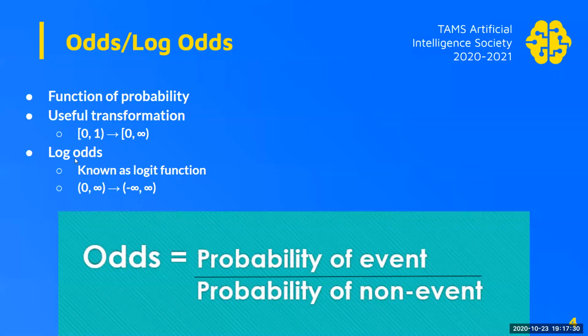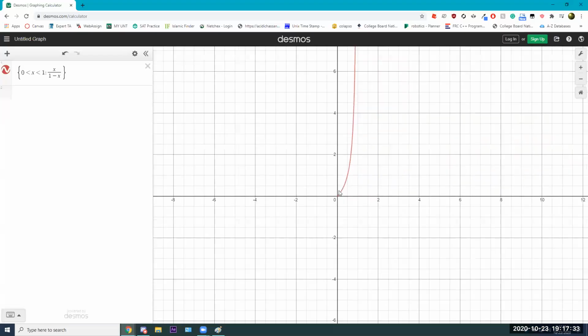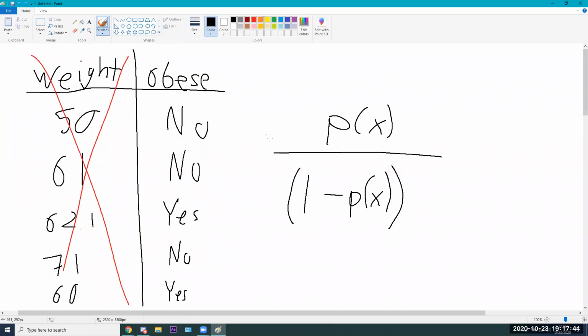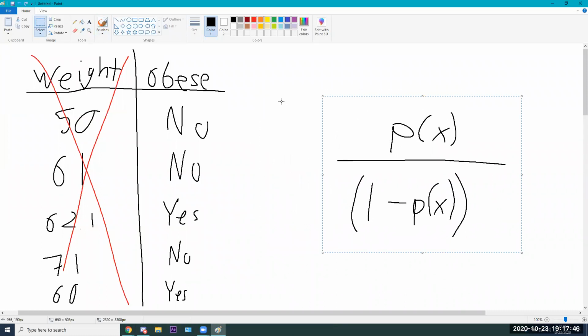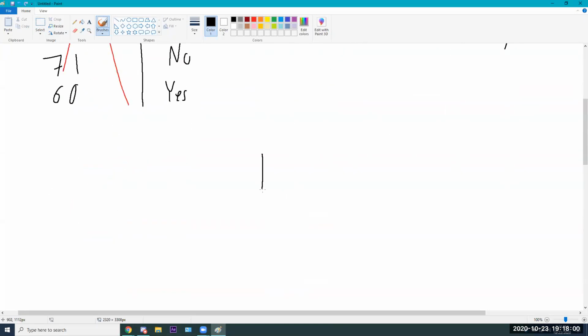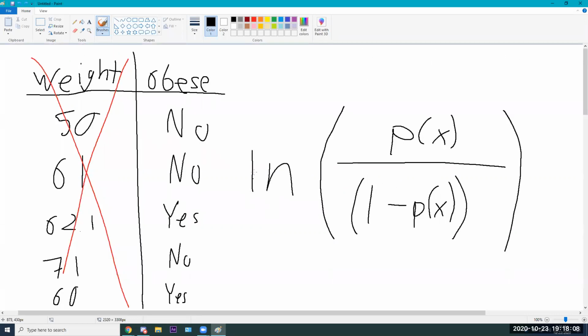And so what we can do to make it range from negative infinity to infinity, instead of 0 to infinity, is take a log of the whole thing. We take this formula for getting the odds of an event given the probability, and we just get the log. This is the natural log, but I'm just going to keep referring to it as the log. Just in case you don't know, natural log is log base e, where e is Euler's number.